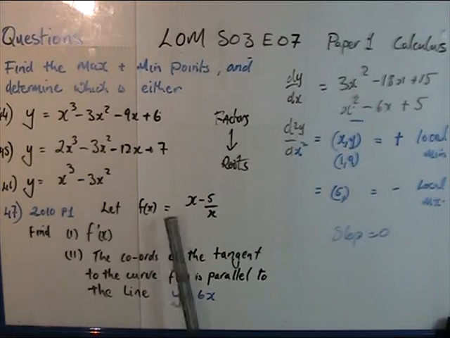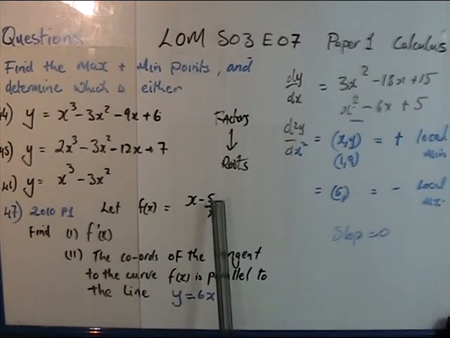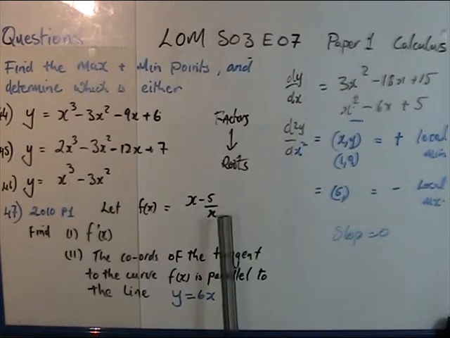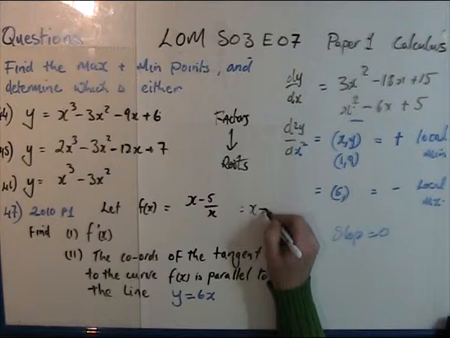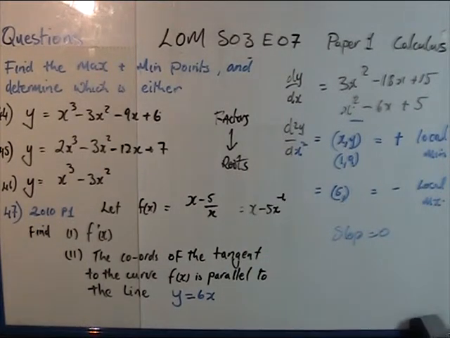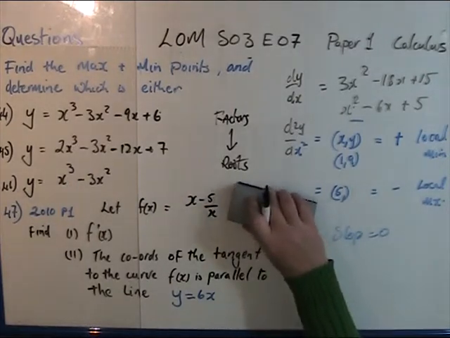2010 paper 1: let f(x) be x minus 5 over x, all over x. Get the second derivative. That dash means get the second derivative. Well, this is obviously some sort of product rule. You can bring it up and make it equal to (x minus 5) times x to the power of minus 1. It's very simple that way. You may have to mess around with these.